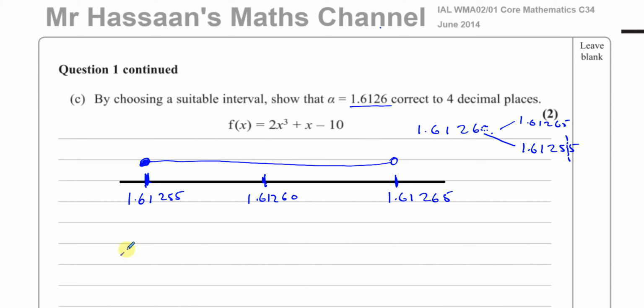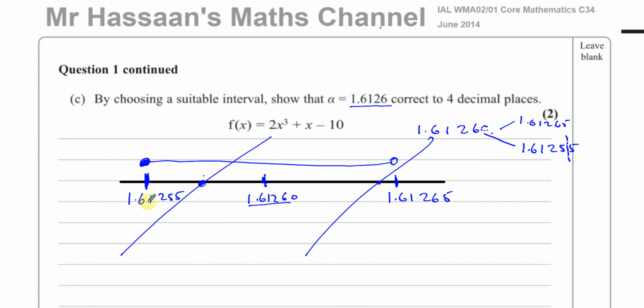So for example, if the root falls over here, whatever number that is, it's going to be rounded to give you this. If the root's over here, whatever number it is, it's going to round to this to 4 decimal places. That's the lowest something can be such that it rounds to 1.6126, and just a tiny bit before this number is the highest it can be, such that when you round it to 4 decimal places, it will round to this value.